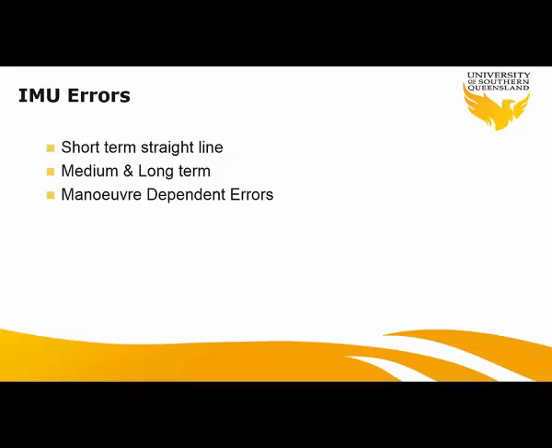Based upon that, we can categorize the inertial measurement unit errors into 3 different categories. We can say short-term straight line errors, we have medium and long term, and then we have maneuver dependent errors. Let's have a look at the first one, short-term straight line error.